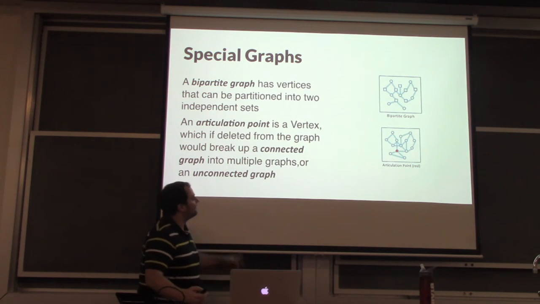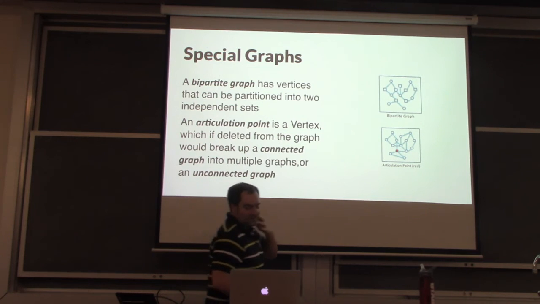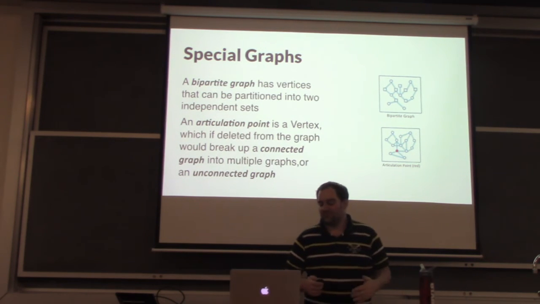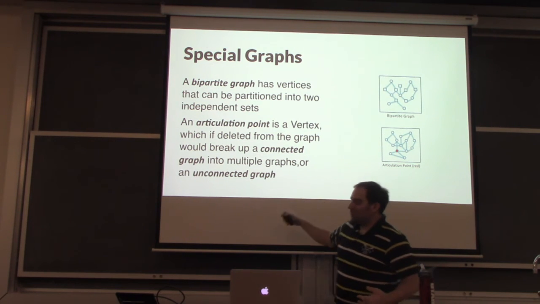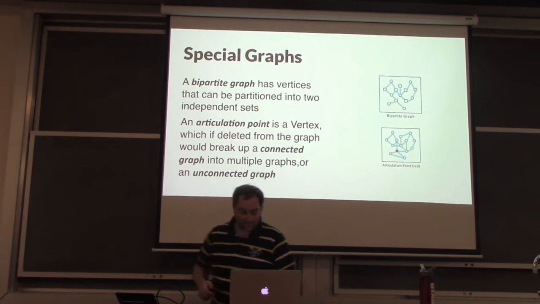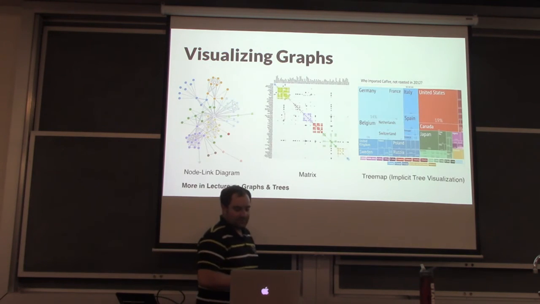And just a couple of terms on graph properties. An articulation point is a vertex which, if deleted from the graph, would break up a connected graph into multiple graphs, or an unconnected graph. So here would be the articulation point in this figure. If we remove this, this connected graph is broken up into 2 pieces, piece 1 and piece 2.